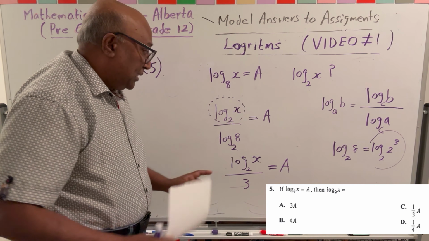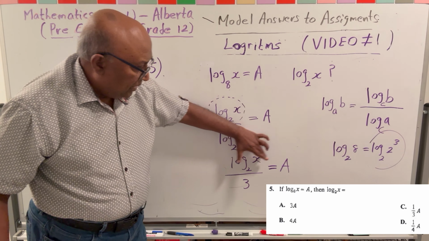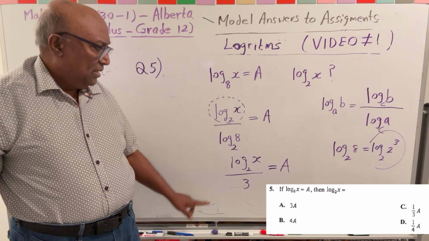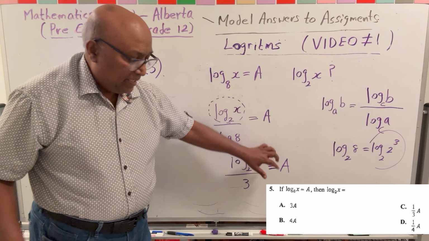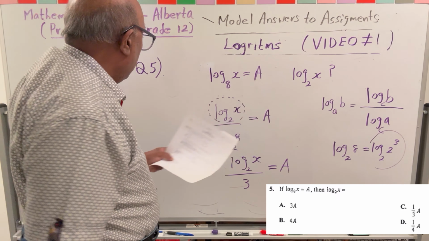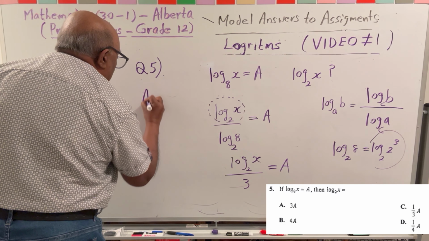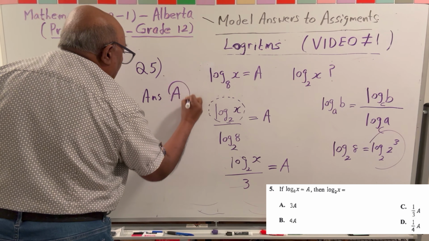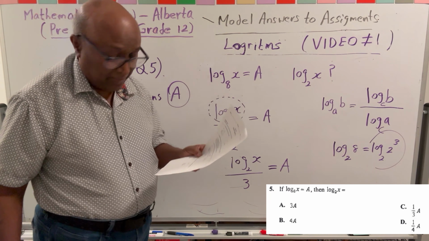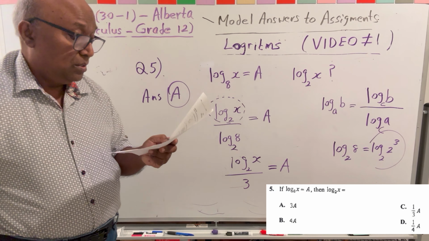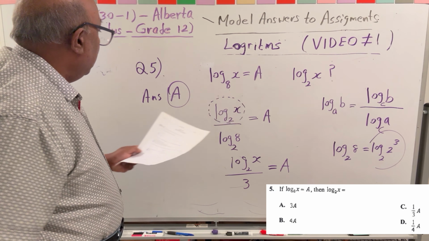Okay, now let's conclude the answer. This is equal to A. If you multiply both sides by 3, log 2 x is equal to 3 times A. The answer is 3A. Okay? That means our answer is option A. That is number 5.